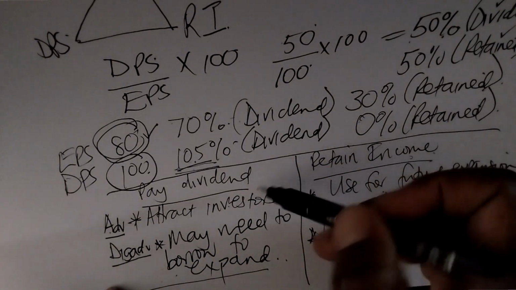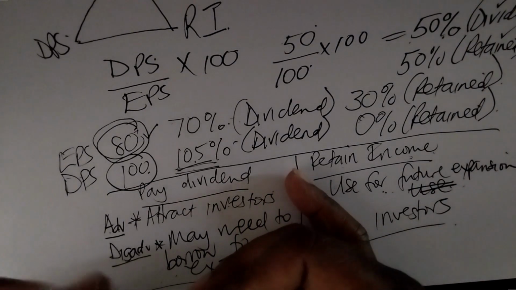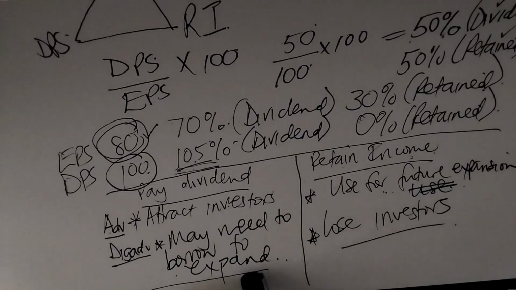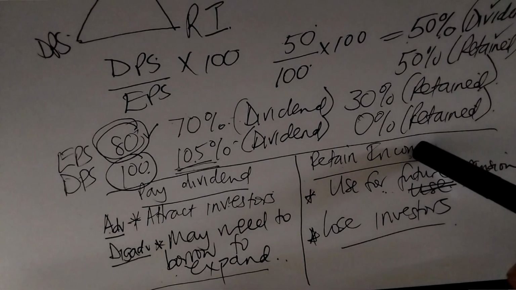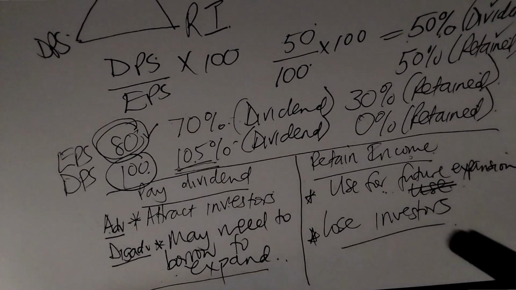Because if the business paid dividend, you can say it's a good thing because they're attracting investors, but you can also say it's a bad thing because they will need to borrow in future. If the business retained income, you can say it's a good thing because they're going to use it for future expansion. Or you can say in the process of doing so, they're going to lose short-term investors because of people that want to get something out of that. That's how you comment on this one.